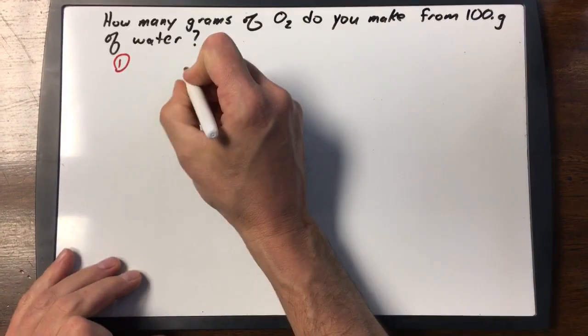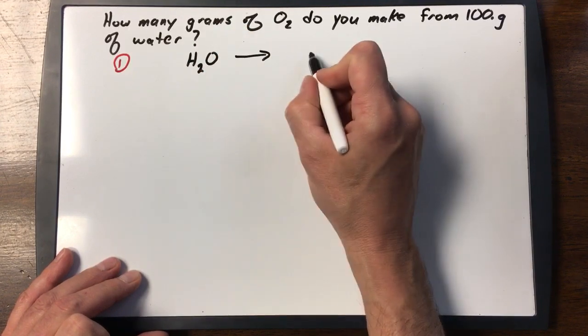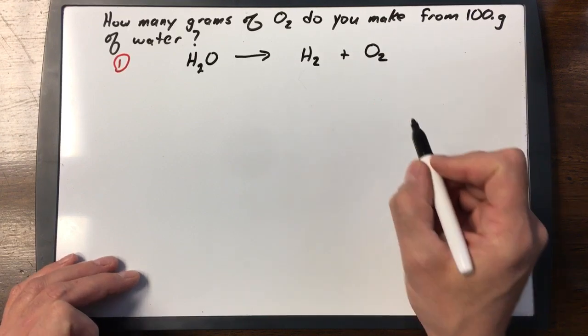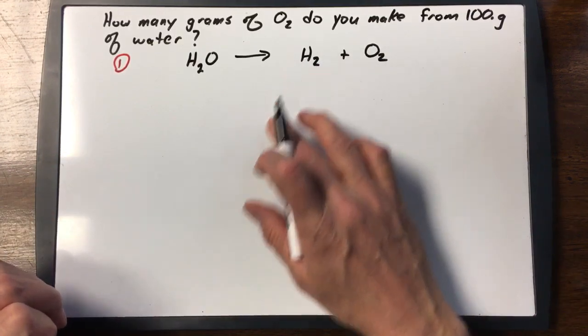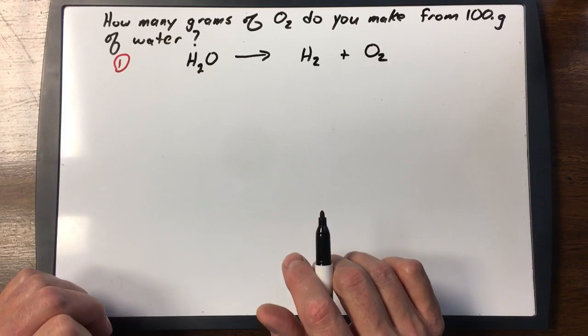So we're looking at decomposition of water. So we have water that is decomposing into hydrogen gas and oxygen gas. That's the skeleton equation. Before we can actually deal with this in terms of proportions, we have to balance it.